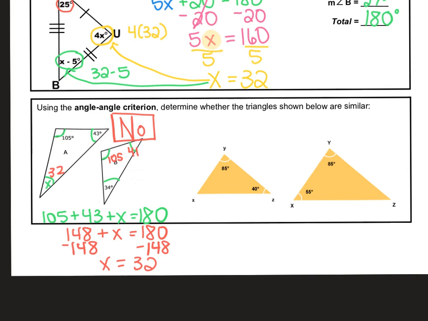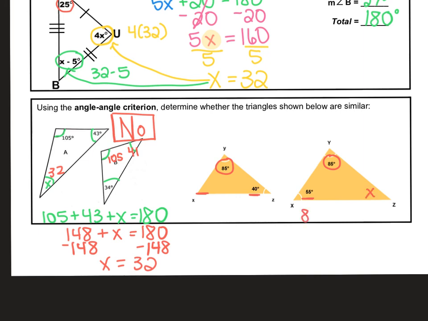Okay. So let's look at this next problem. We got 85 and 85. So that means if we've got 40 here, we would expect to have 40 over there. So what we want to do is check that out. The other thing you could do, if we know this one's 55, we would expect X over here to be 55. So it really doesn't matter which one you pick. But I'll work with the big triangle.